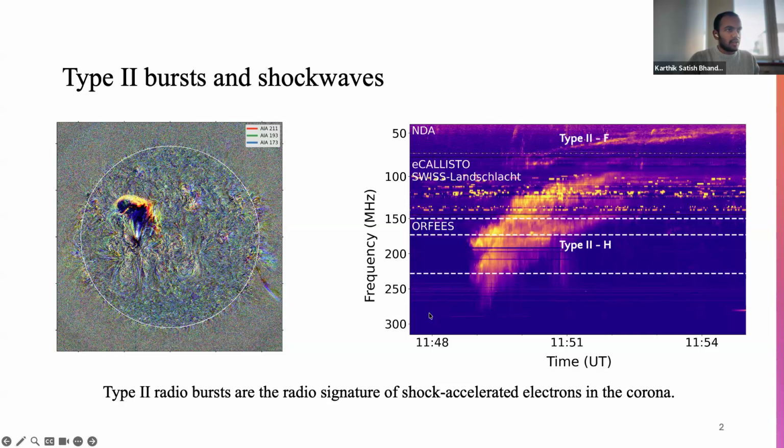So continuing, these shock waves accelerate electrons, and these accelerated electrons convert the energy into Langmuir waves, and they emit electromagnetic radiation in the form of type 2 bursts, which you can see here in this dynamic spectrum.